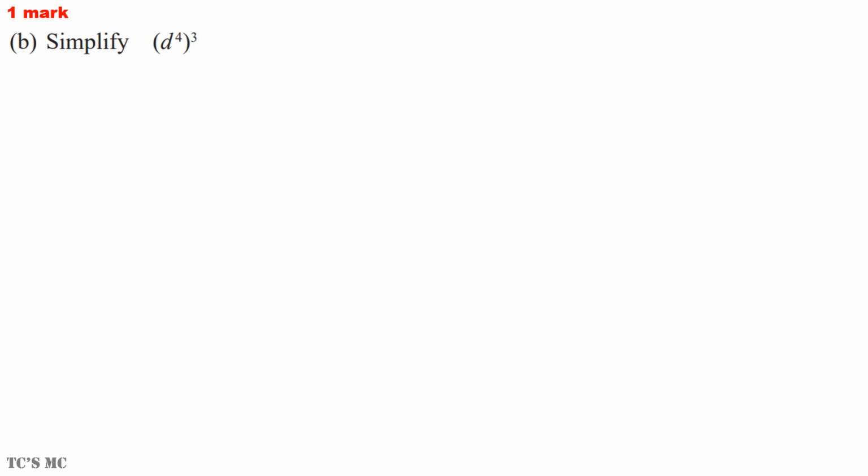Simplify d to the power of 4 all cubed. When we have indices and brackets, we need to multiply. We need to do 4 multiplied by 3, which is 12. So for 1 mark, our answer is d to the power of 12. And that is all we need to write for that 1 mark.